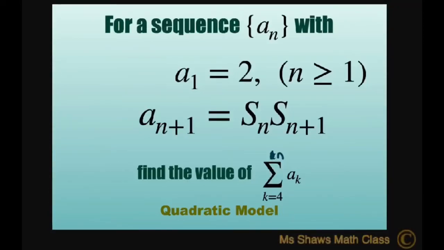For a sequence a sub n, where our first term is 2 and n is greater than or equal to 1, a sub n plus 1 equals s sub n times s sub n plus 1. We're going to find the value of the sum from k equals 4 to n of a sub k. This is going to end up being a telescoping series, not a quadratic model, but let's look and see what we have. We're going to have to find the sum for a sub k.